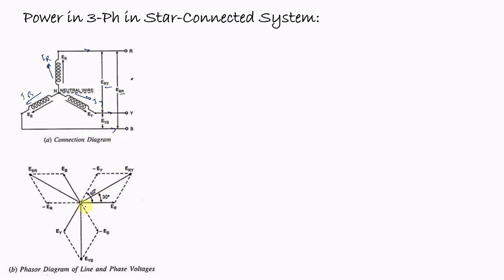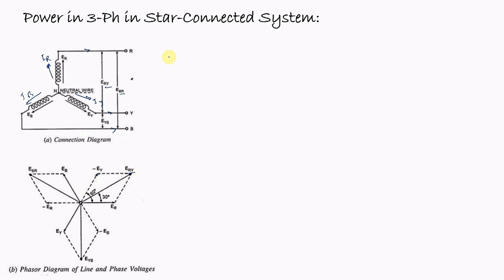So here it is a phasor diagram. ER is a reference value in the phasor diagram along the x-axis. Y phase voltage lags the R phase voltage by 120 degrees, and similarly the B phase voltage lags the Y phase voltage by another 120 degrees. Or we can say the B phase voltage is leading the R phase voltage by 120 degrees, and corresponding line voltages are also shown here.